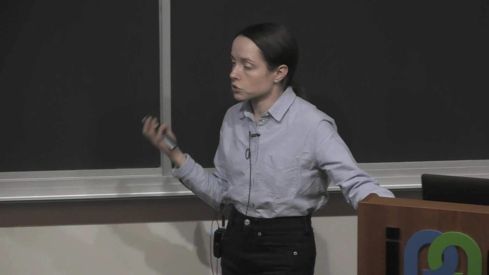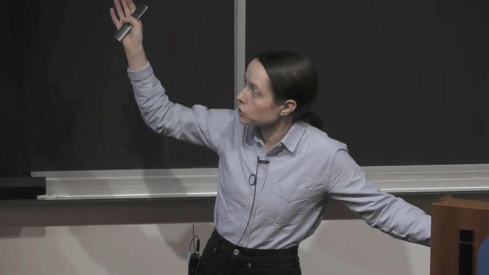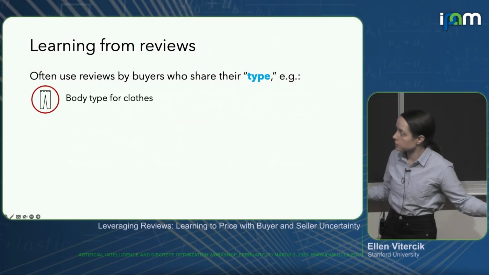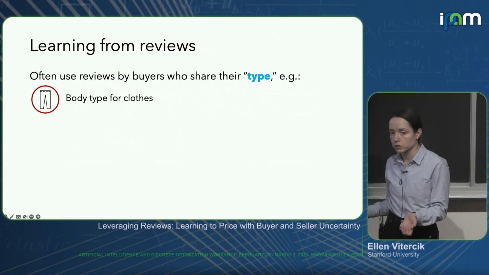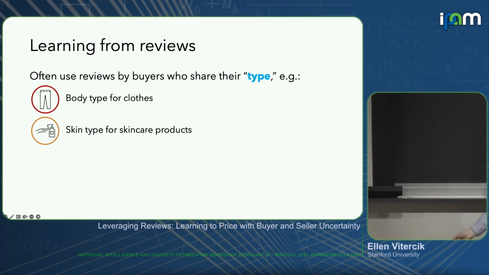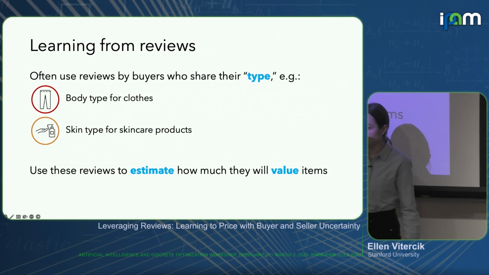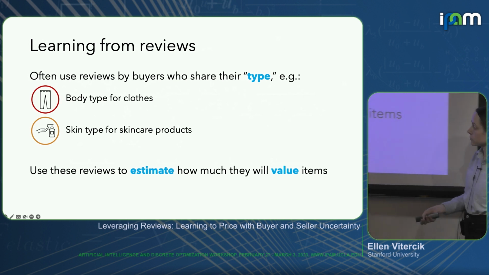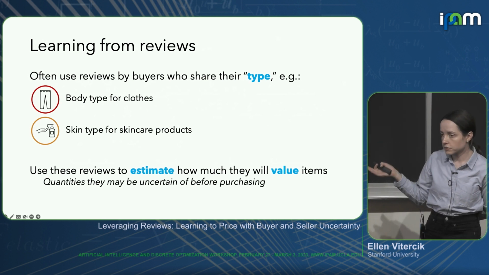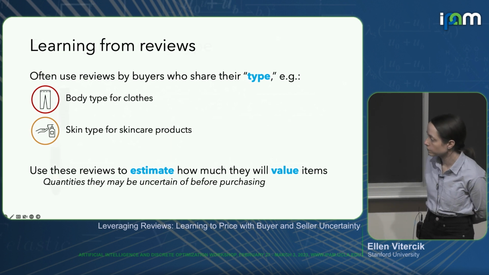To make sense of this trove of data, buyers often use reviews by others who share some type of theirs. So for example, this would be their body type when shopping for clothes, or skincare type when shopping for skincare products, and so on. And the buyers will then use these reviews to estimate how much they value the item for sale. And the value for these items might be quantities that they're uncertain of a priori.